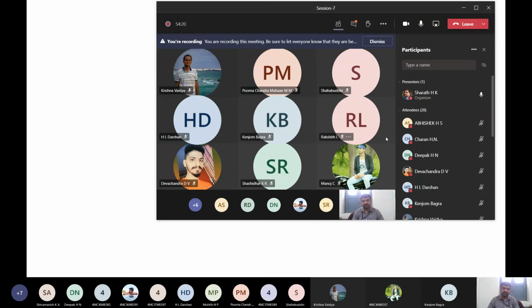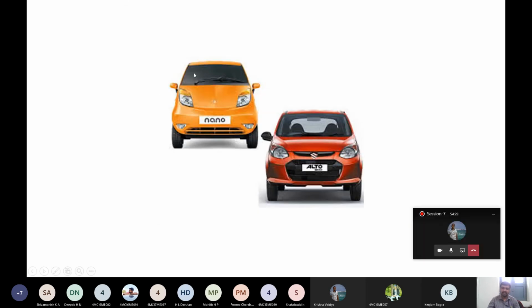That's why understanding the need, and the way in which you communicate that need to consumers, play an important role. Otherwise the product will fail, even though it creates a lot of curiosity in the market after its launch. It will result in failure like Nano. Even today Alto is the leading brand in low-cost vehicles, and they are coming with upgraded models. But Nano, we know what happened to it.